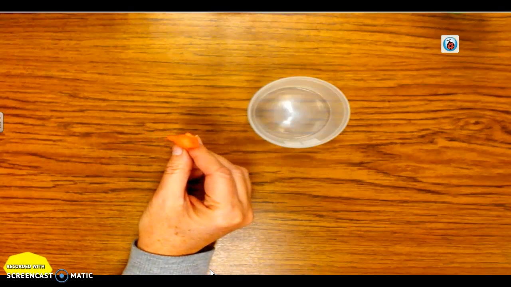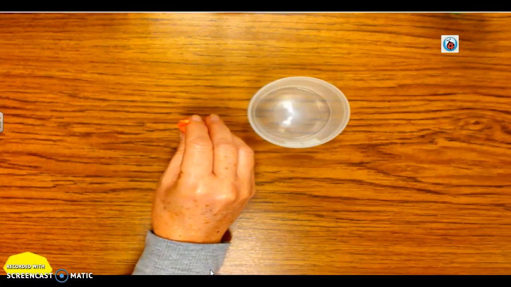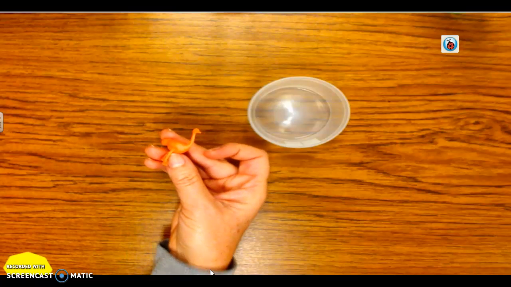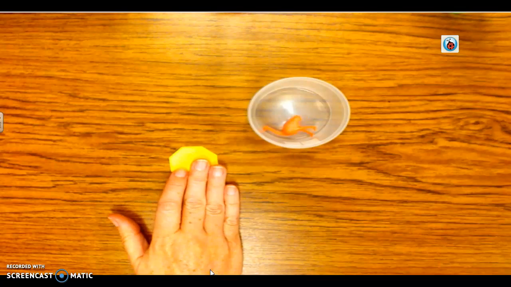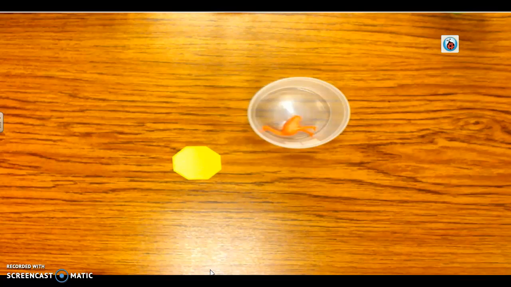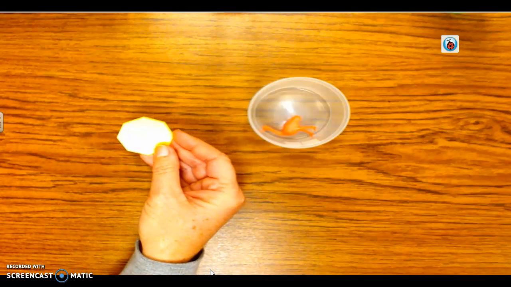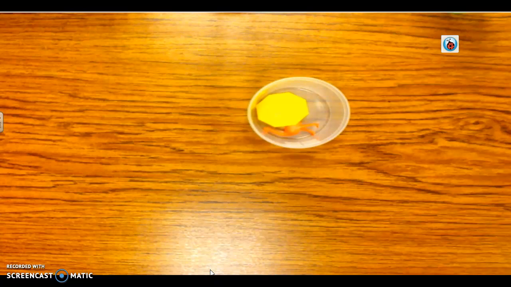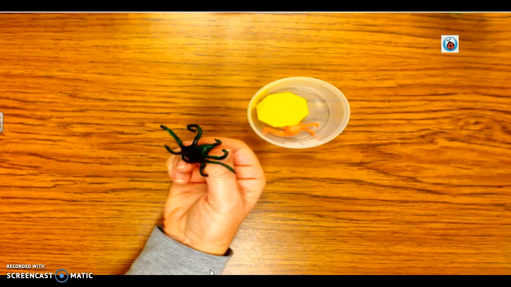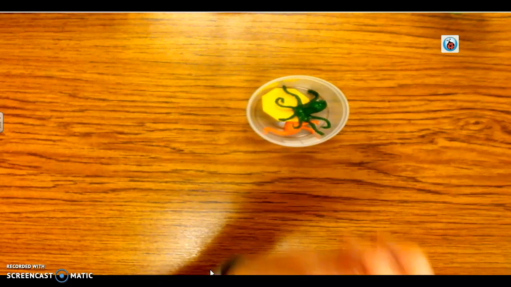There is an ostrich. Ostrich begins with an O. This shape has 1, 2, 3, 4, 5, 6, 7, 8 sides. It is called an octagon. Octagon begins with an O. And there is our octopus, who has 8 legs. So octopus begins with an O.